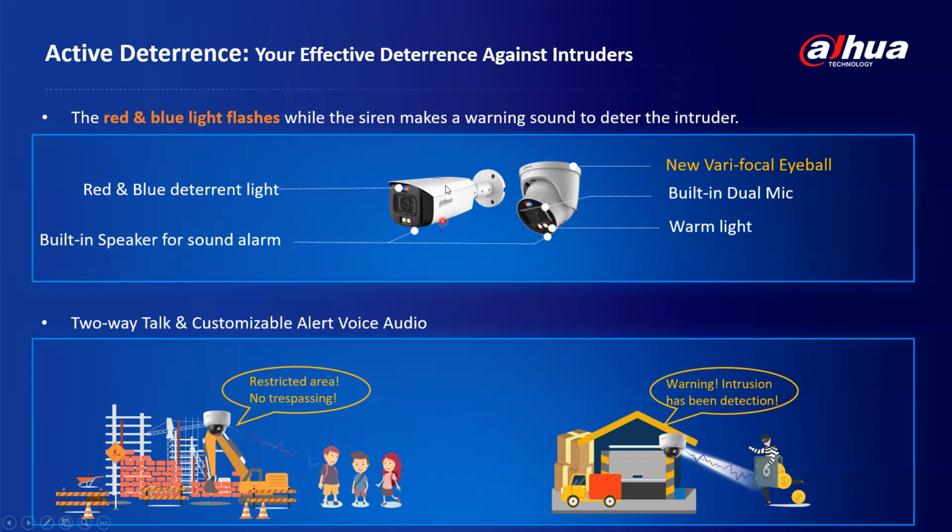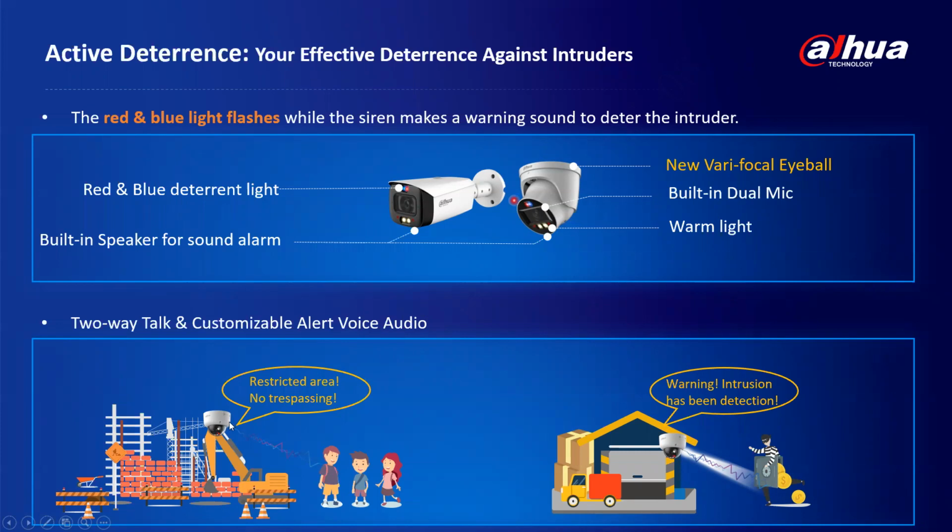The two products: this is a bullet, this is the eyeball. This is a new varifocal eyeball that has a built-in mic and a warm light. We have some warm lights here. Within this ball, somewhere beneath it, we have the speaker. So two-way talk communication and customized alarm voice audios can be done with these particular cameras.